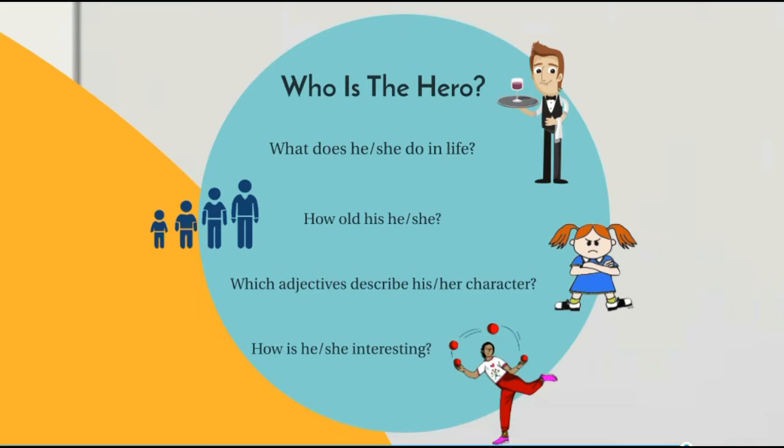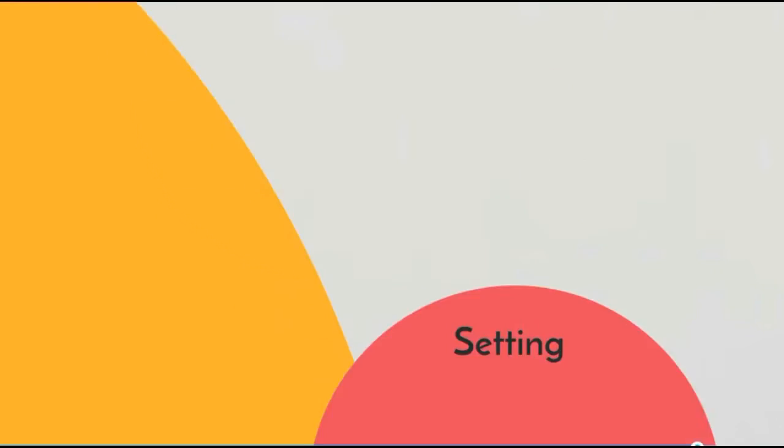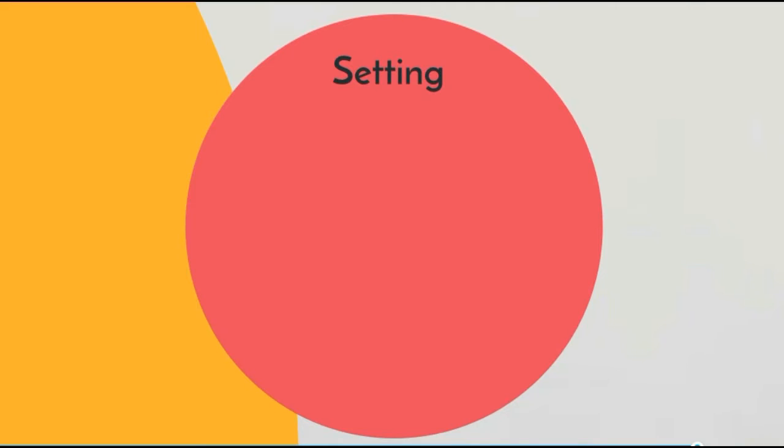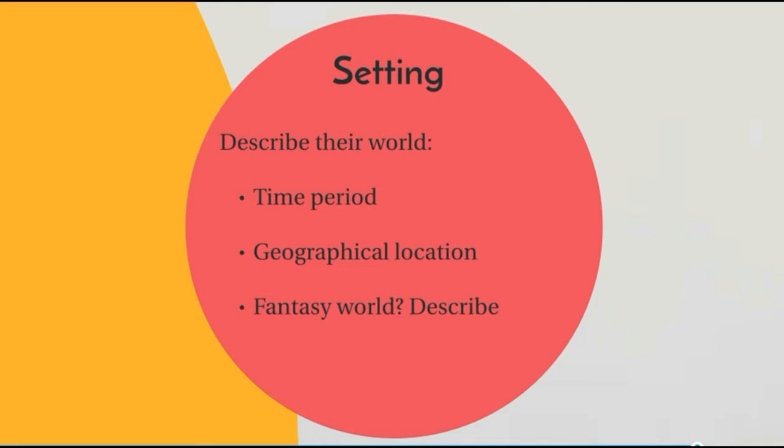Choose an interesting thing that the hero does or that has happened to him and amplify it a little to make it interesting. Characters don't exist in a vacuum, and someone reading the book cover will want to know some basic information about the setting. Where are they? Where are they living?